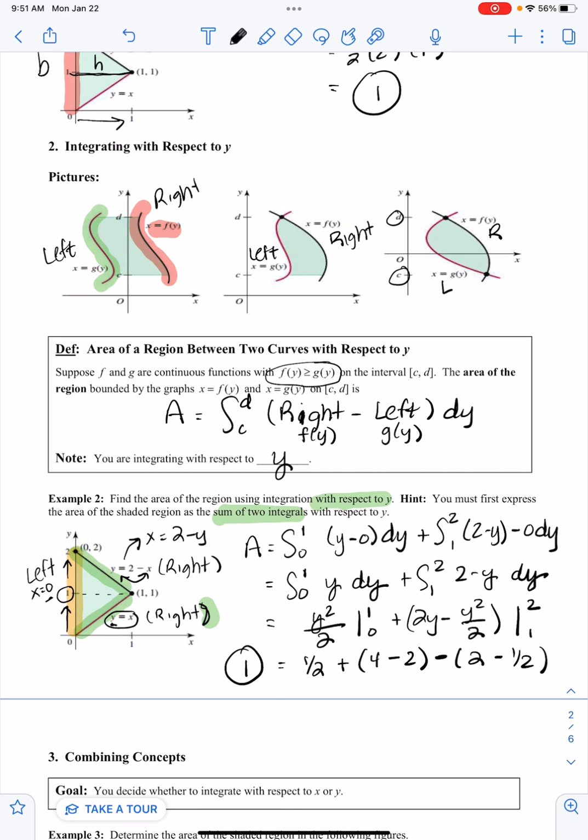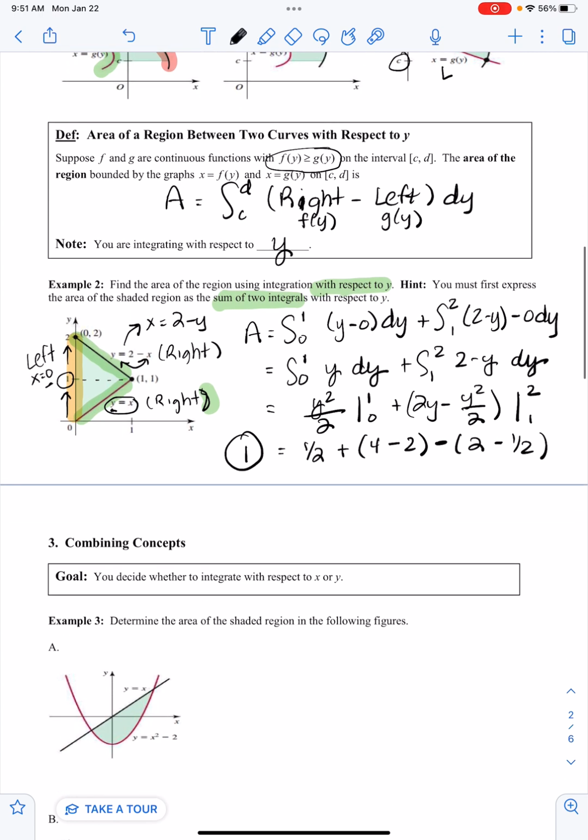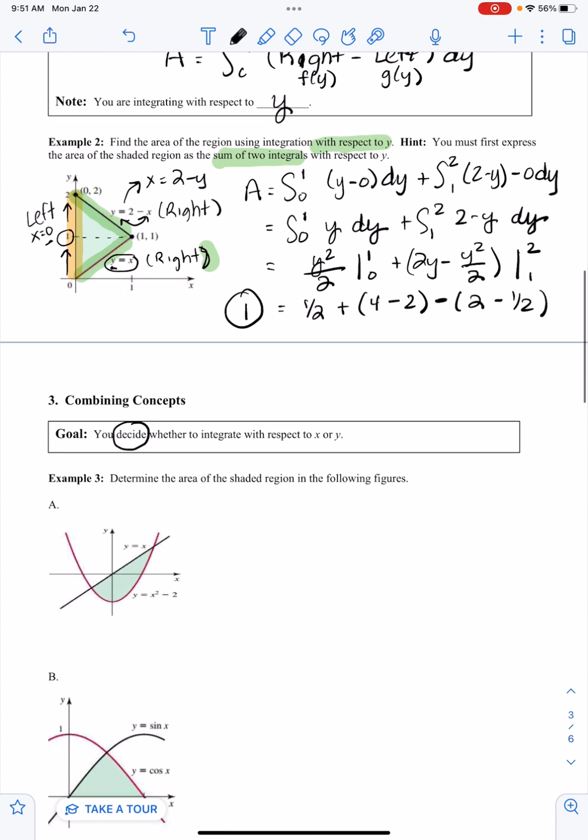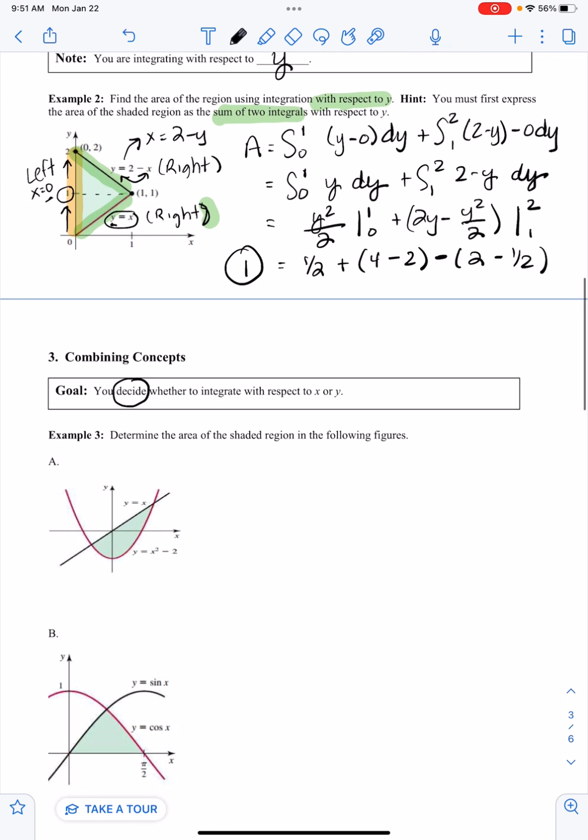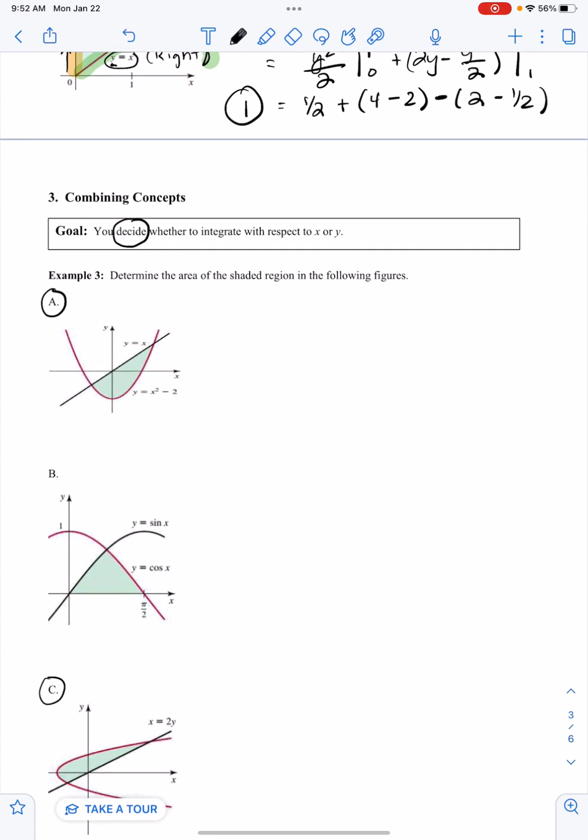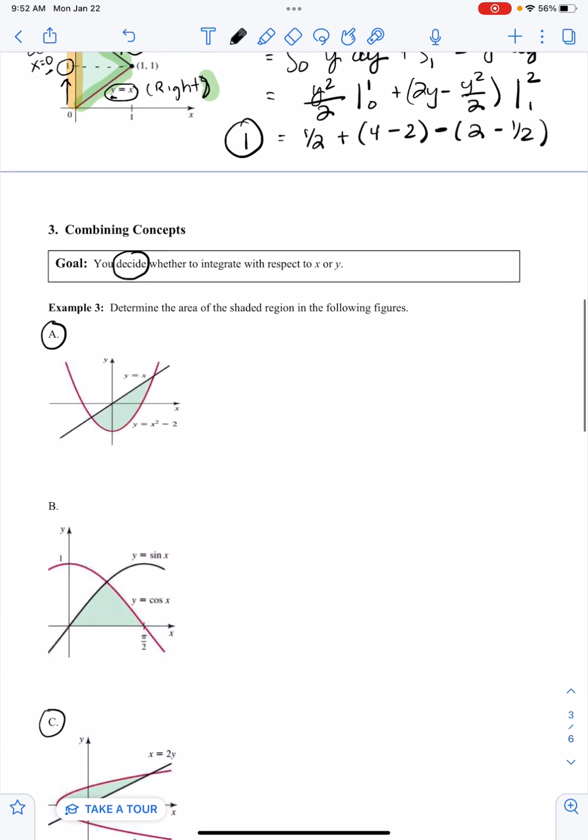All right, so that shows you integration with both respect to x and y. Now we're at examples where we need to decide what we want to do, whether we're going to integrate with respect to x or y. So I'm going to do a couple of these right now. I'm going to save a couple for class tomorrow just to make sure that everybody got the idea from this video. So the ones that I want to do with you today are A. I'm going to skip over B, and I'm going to do C, and then I'm going to wait for D in class tomorrow. All right, so let's look at the picture here.